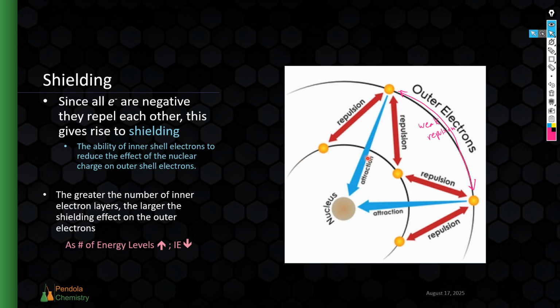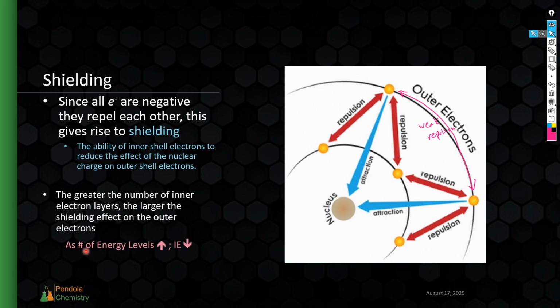What does that mean? The more inner layers that there are to an atom, the more shielding there is. The greater the number of inner electron layers, the larger the shielding effect on the outer electrons. So the more of these inner layers we have, the more shielding we have, and the more repulsion these outer electrons feel, and the weaker the attraction to the nucleus, which is going to make them, again, very easy to remove the more inner layers that we have.